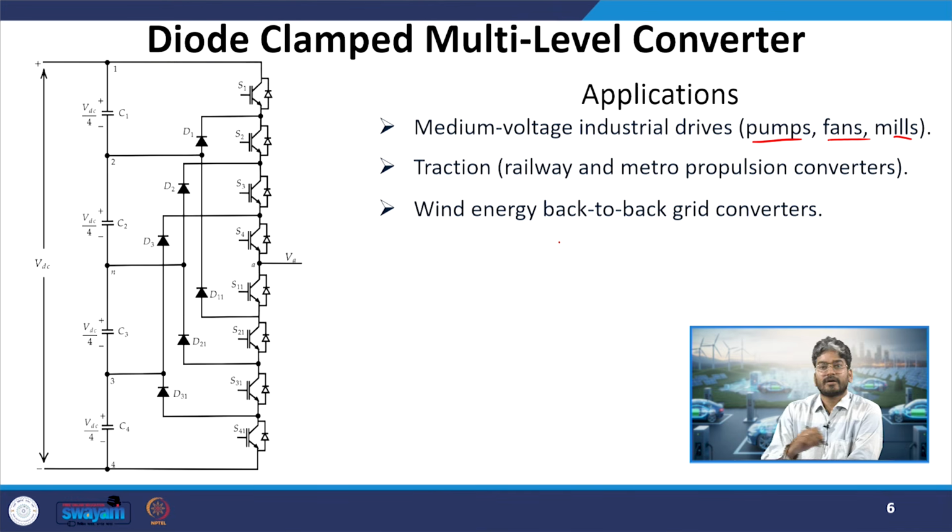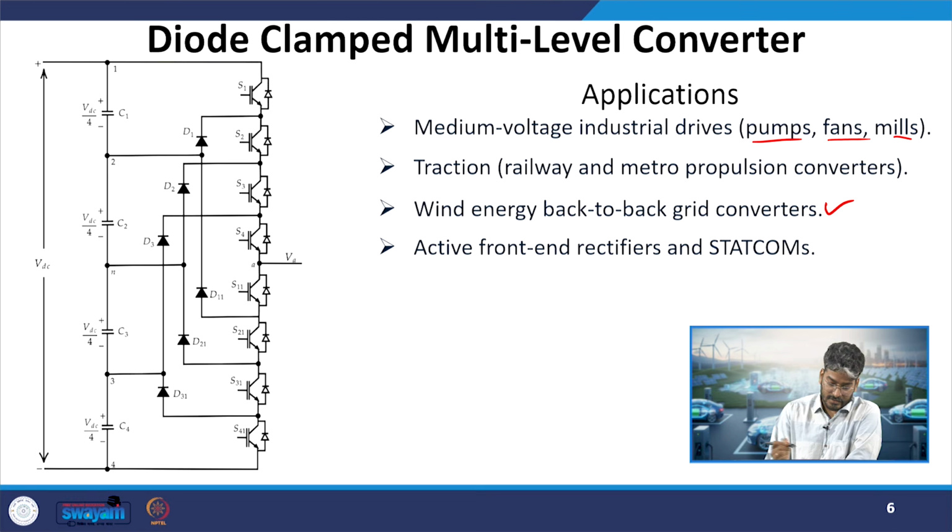Wind energy back to back conversion. In wind energy, we have also discussed this while discussing our renewable energy. Wind will be generating a variable frequency AC. So now we have to convert it into fixed frequency AC. So we will be having a back to back conversion system which will change the variable frequency AC to DC, then from DC to fixed AC.